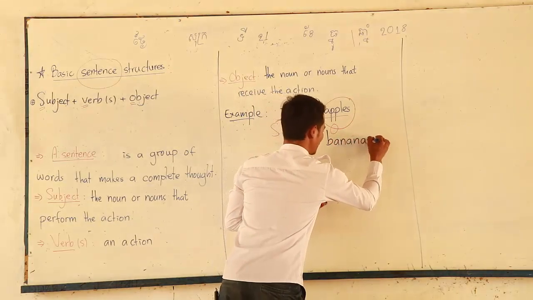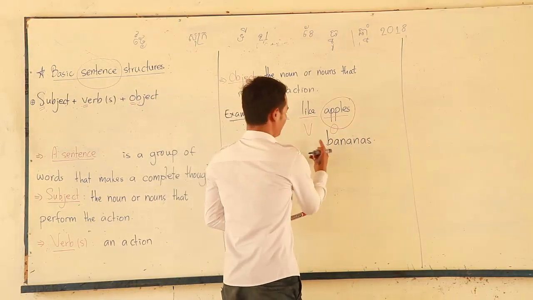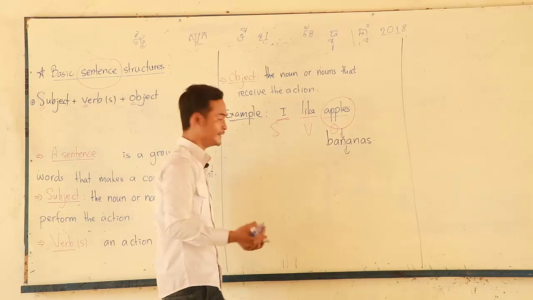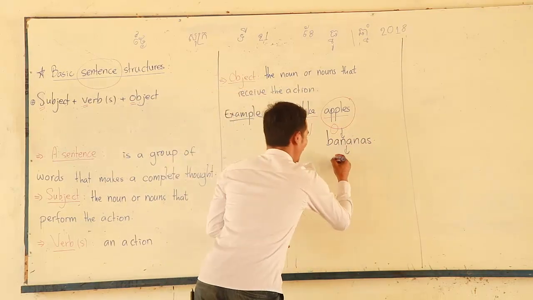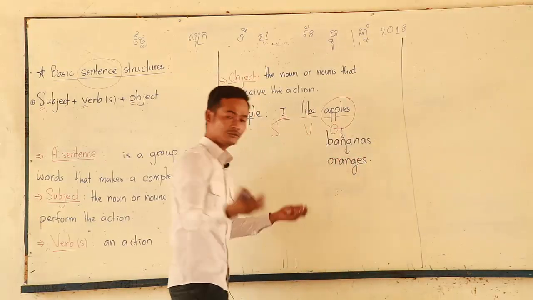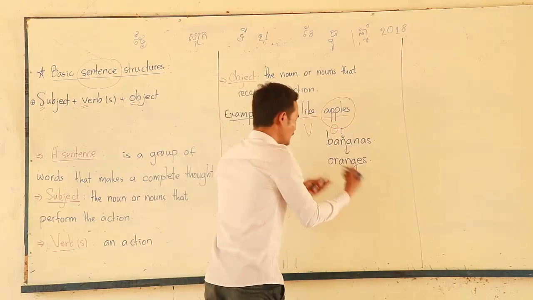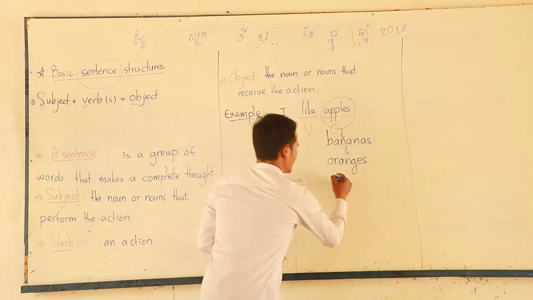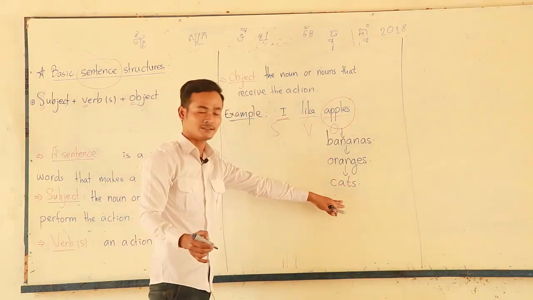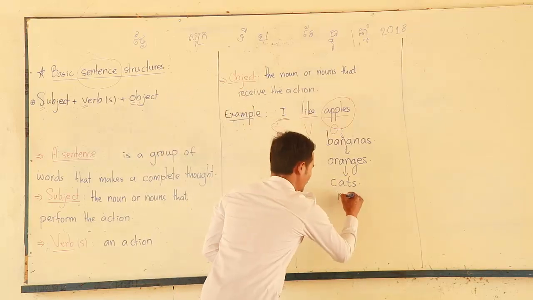bananas. Okay, so new object, new idea. I like bananas. Or you can change banana to what? I like oranges. Okay, I like oranges. New idea again. We get new objects, right? Or you can change it to I like cats. Okay, I like cats. Or you can change it to I like rabbits. Okay.